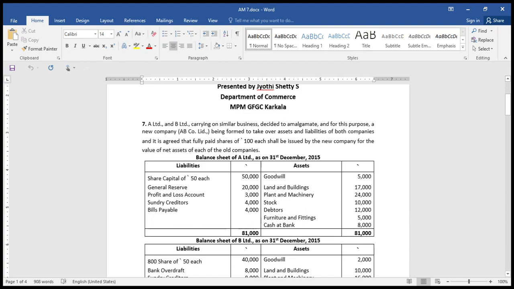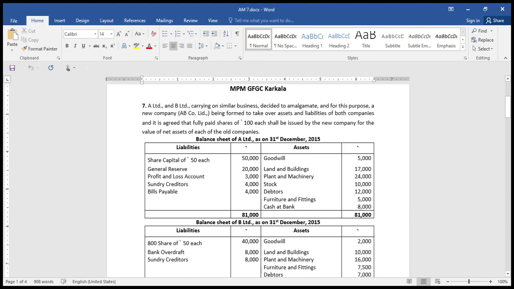A Limited and B Limited, carrying on similar business, decided to amalgamate, and for this purpose a new company, that is AB Company Limited, is being formed to take over the assets and liabilities of both the companies, and it is agreed that fully paid shares of rupees 100 each shall be issued by the new company for the value of net assets of each of the old company.